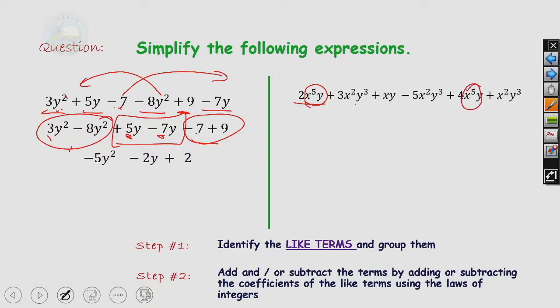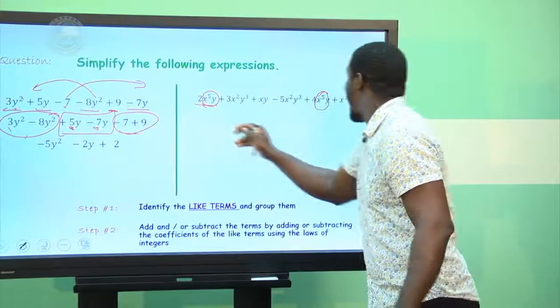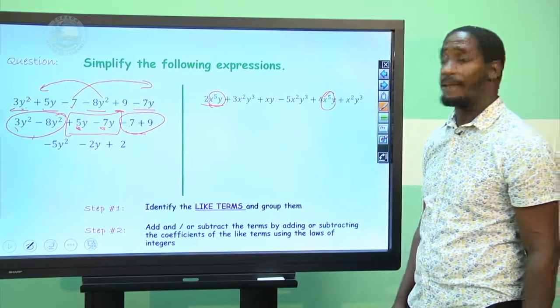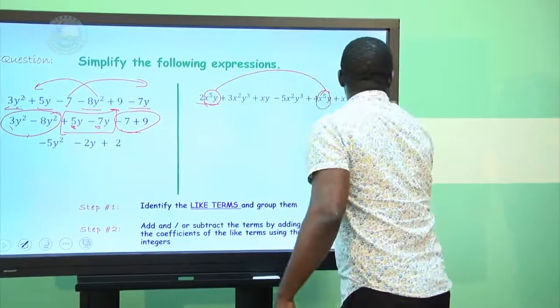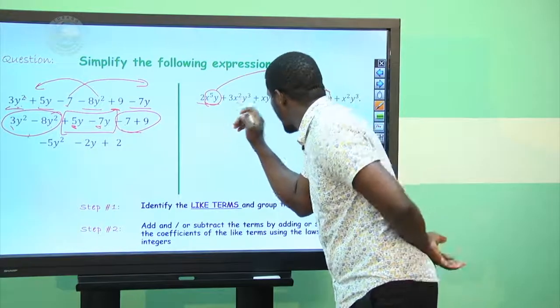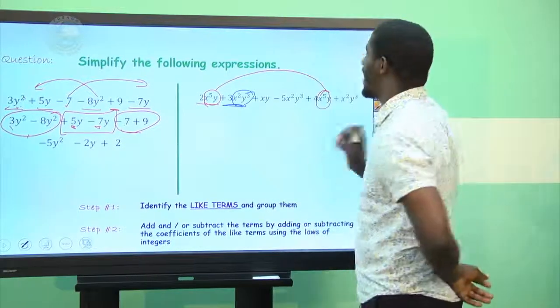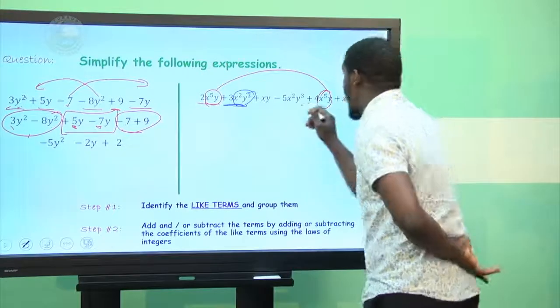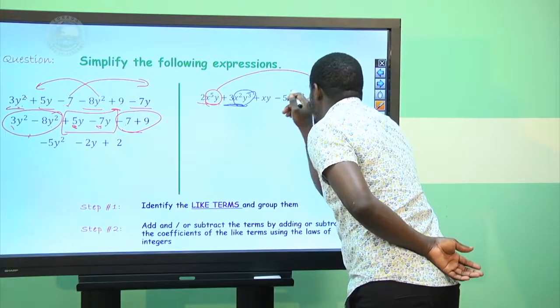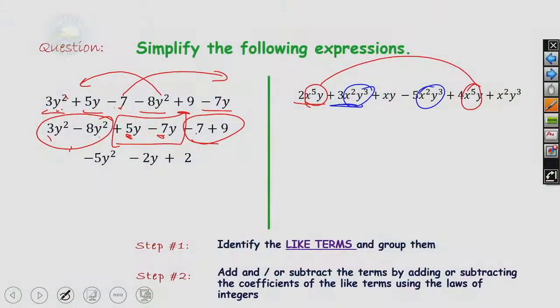According to our step, we need to group our like terms. So this term in x fifth y has to be grouped with the next term in x fifth y. Here, the next term now is a term in x squared y cubed. Let's check and see if there are any other terms in x squared y cubed. Here's one right here. This is negative 5x squared y cubed. This is another term in x squared y cubed. Are there any more? That's right. Here we have another one.